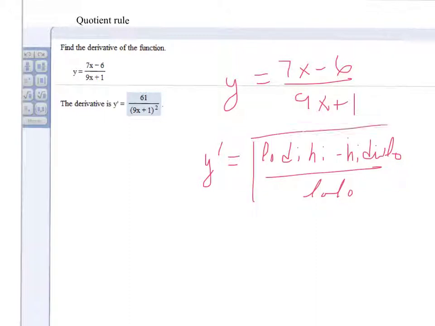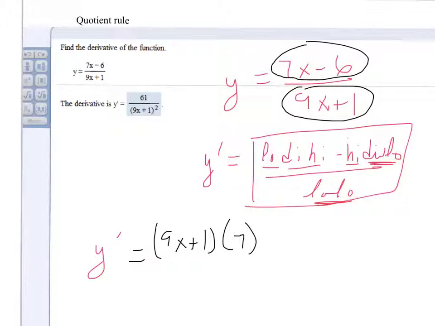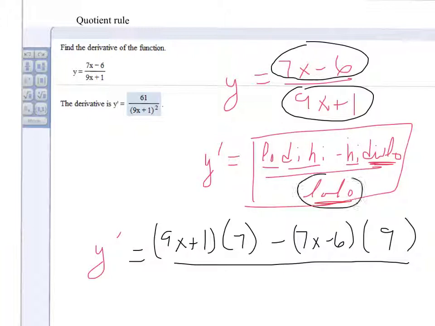And all that is a cutesy little thing to help you remember that you're taking the bottom times the derivative of the top minus top, high meaning top, times the derivative of the low, the bottom, over bottom squared. So I'm going to talk you through that. All right. So, bottom function, low, times the derivative of the top function. Well, what's the derivative of 7x minus 6? Well, the derivative of that's just 7. So bottom times the derivative of the top minus top function times the derivative of the bottom. The derivative of the bottom is 9. All over low low. Low low means bottom squared, a 9x plus 1 whole thing squared.